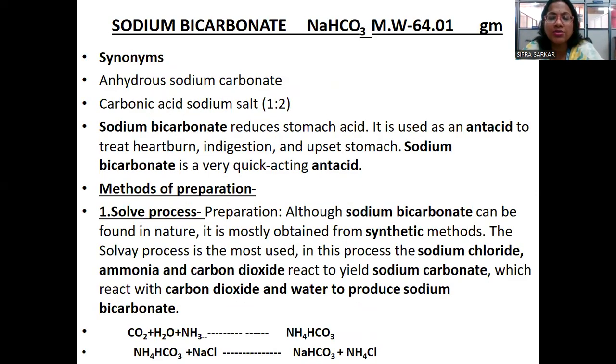Now we will discuss one by one the drugs which are used as antacids. Sodium bicarbonate is NaHCO3, with a molecular weight of 84.01 g. It is also known as anhydrous sodium carbonate and carbonic acid sodium salt. It is used in a 1:2 ratio in preparations. It acts by reducing stomach acid. It is used as an antacid to treat heartburn, indigestion, and upset stomach.